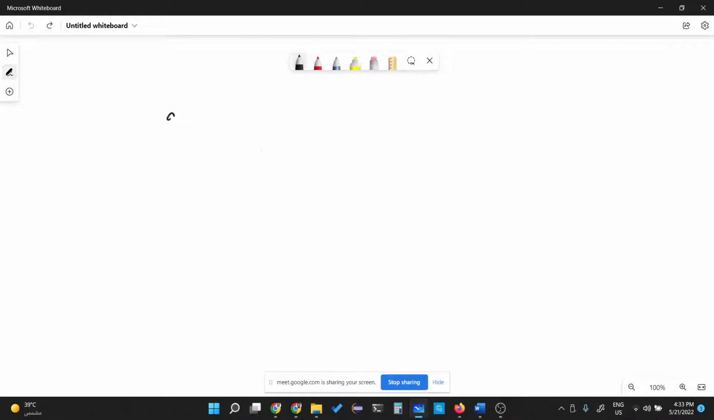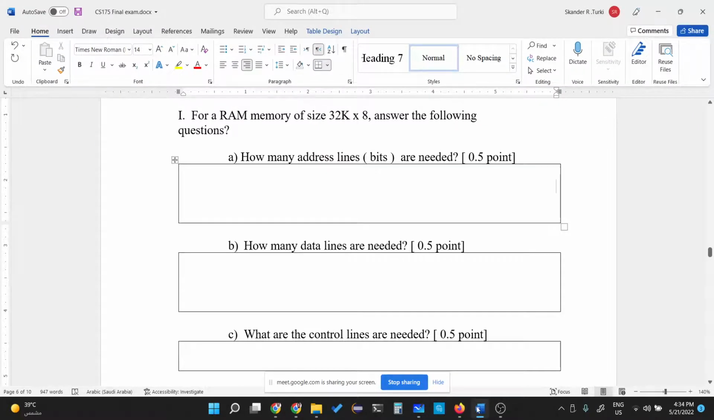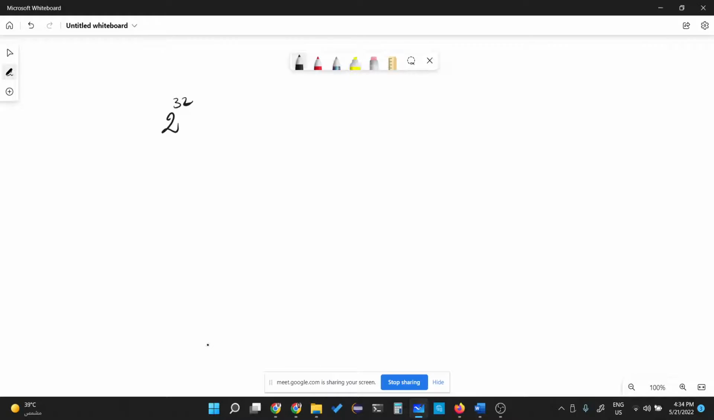So 2 to the power of 32, no, the result should be 32K. 2 times 2 is 4, times 2 is 8, times 2 is 16, times 2 is 32. So it's 2 to the power of 5 multiplied by 2 to the power of 10. This is the kilo.